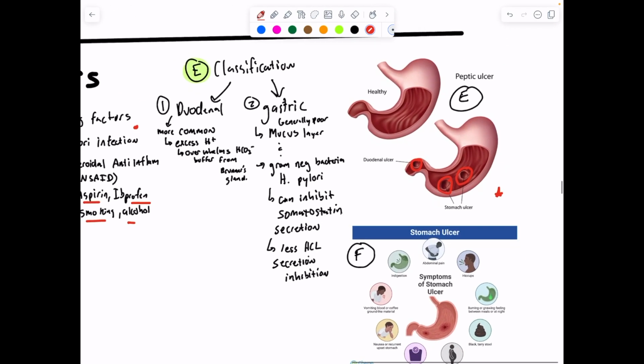And then we have classification of these ulcers. You have duodenal ulcers, that are the most common. Basically, an excess of acid is going to overwhelm the buffering of the duodenal region of the small intestine, and that bicarbonate buffer is coming from Brunner's glands in the duodenum. We haven't really seen too much on that in lecture, just as mentioned.